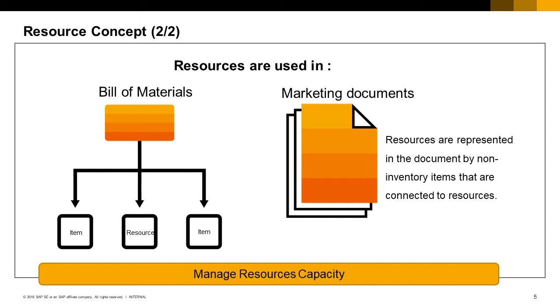Unlike items, resources are not accumulated in quantities. They are managed by capacity. In SAP Business One, we can plan and define a daily capacity for the resources. By monitoring this capacity, we can optimize the production plan and avoid bottlenecks.